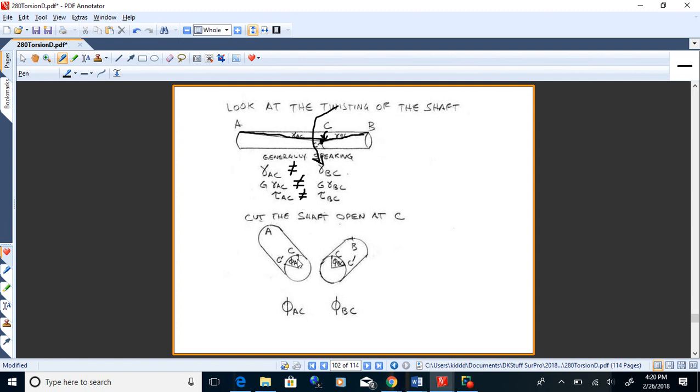However, what will equal is that angle. See, we can calculate that same angle, the angle at C, from C to C prime. There's one angle there, and we can calculate it from A to C, or we can calculate it from B to C. So these angles are going to equal each other, these angles of twist.